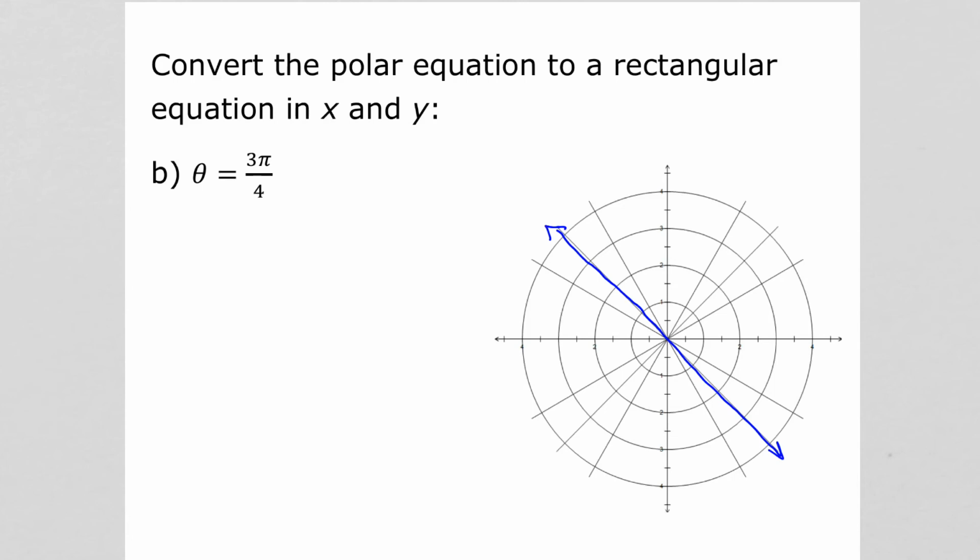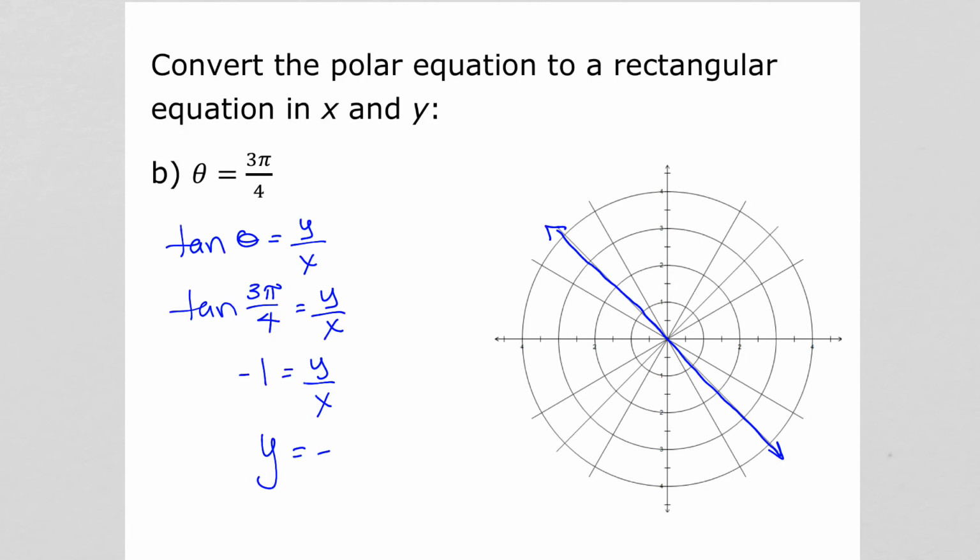How do we change that to x and y? Use the fact that tangent of theta is y over x. So we have tangent of 3 pi over 4 equals y over x. Tangent of 3 pi over 4 is negative 1. So if we solve that for y, we get the line y equals negative x. And you can visualize that on the rectangular axis. That would be, on our graph here, the line y equals negative x.